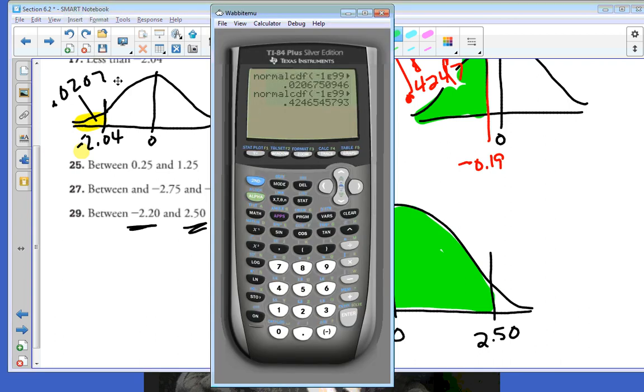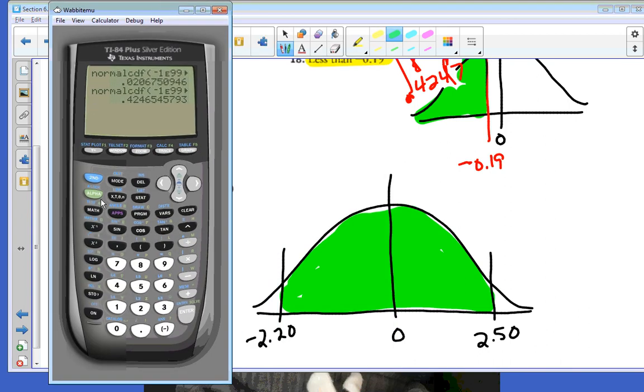So I'm going to go to my calculator, second distribution. Going to go down to number 2, normal curve. This time my lower limit is going to be negative 2.2. I'm going to cursor down and make my upper limit 2.5. I'm going to cursor down to paste. You guys are going to close your parentheses, hit enter, and it is very close to 1, just like we thought it would be. 0.9798, or 0.9799.